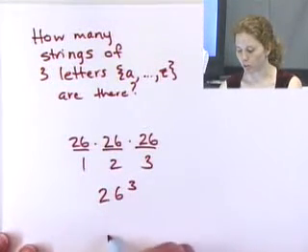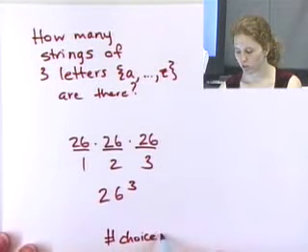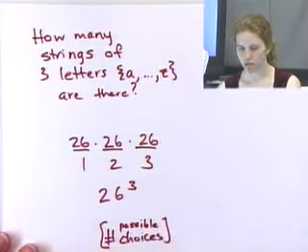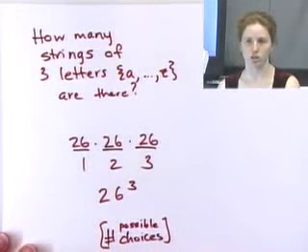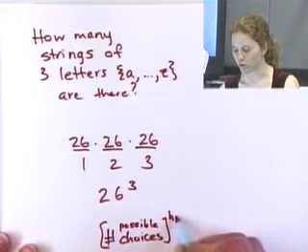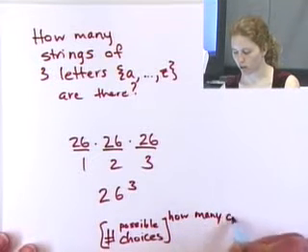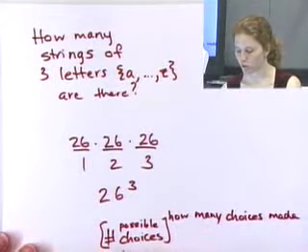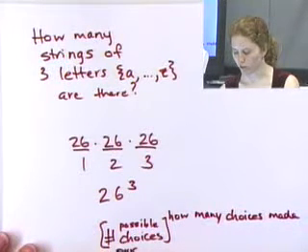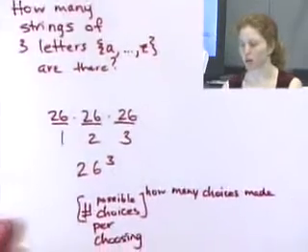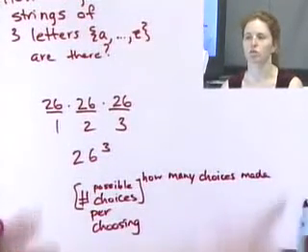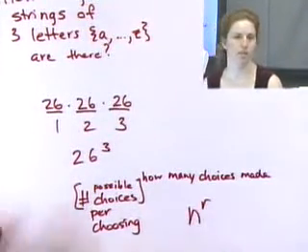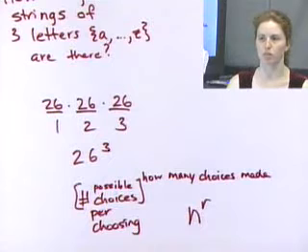So we're seeing a pattern here. We have our number of possible choices, or the size of the set that we're choosing from, raised to the power of how many choices you make. So this is number of possible choices per choosing. So whenever I make a choice, how many possibilities do I have? And this is how many total choices I made. And usually that's denoted n to the r. So n is the size of the set you're choosing from, and r is the number of choices that you make.